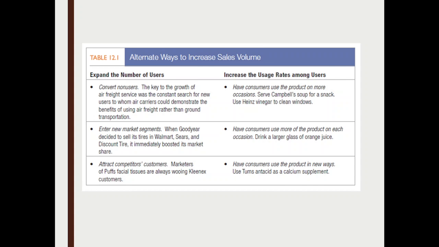It's a technique used to increase your sales volume so that people start buying more from you. You convert non-users. The key to the growth of air freight service, as an example, was the constant search for new users to whom air carriers could demonstrate the benefits of using air freight rather than ground transportation. People who are not using air travel, you want them to start taking your airline service. This was something SpiceJet did very well. SpiceJet created such nice pricing segments that even your first class railway ticket was equivalent to your economy class flight ticket.